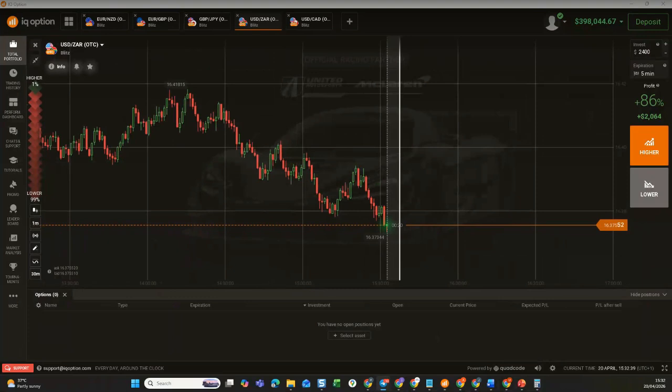Have you funded your own IQ Options account? If you have funded the IQ Options account, it shouldn't be like that. It won't look like that.